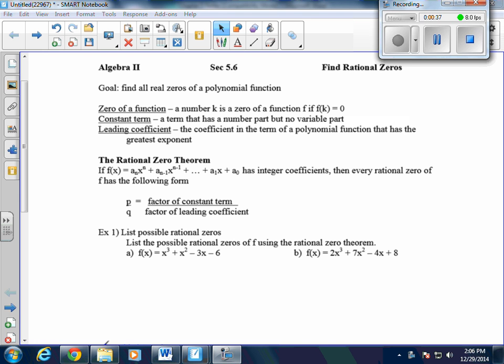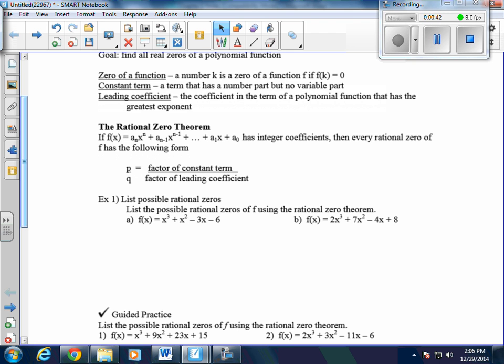So when we talk about the rational zero theorem, here's what it states. It says if f of x is in standard form, which means it equals a sub n times x to the n plus a sub n minus 1 times x to the n minus 1 plus on and on until we get to a sub 1 times x plus a sub 0. Again, we've looked at that standard form of any polynomial function before, but if it has integer coefficients, then every rational zero of f has the following form.